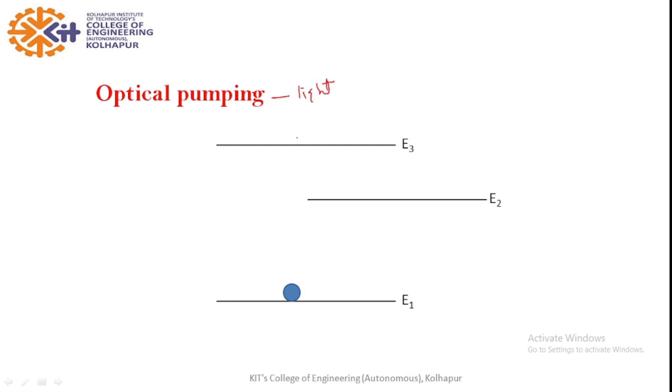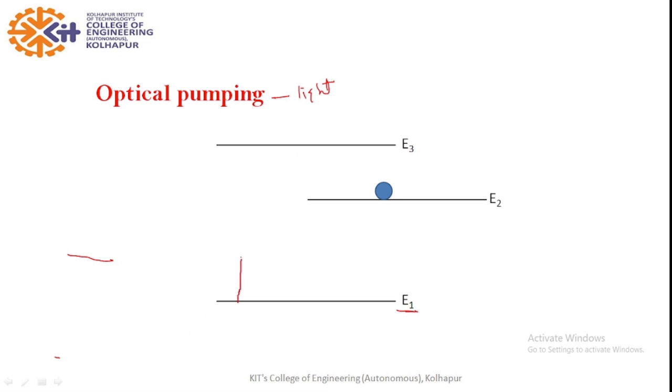We can see here three energy states. This is the ground state and the atom is in E1. So what do we do now? A photon of energy E3 minus E1 is incident. You can see there is absorption and the atom is excited to E3. I will show you again, see what happens. It is excited to E3. I will show you the path.